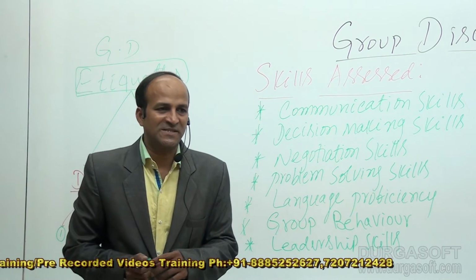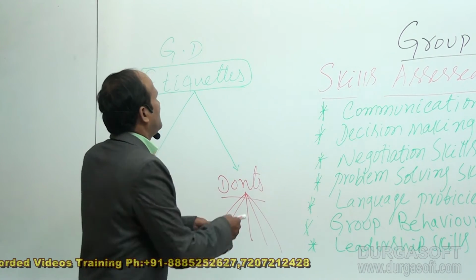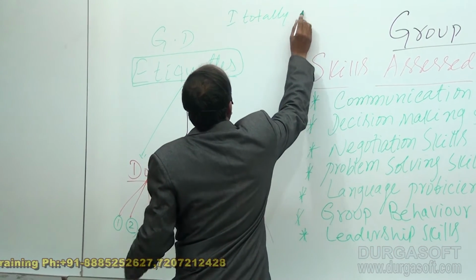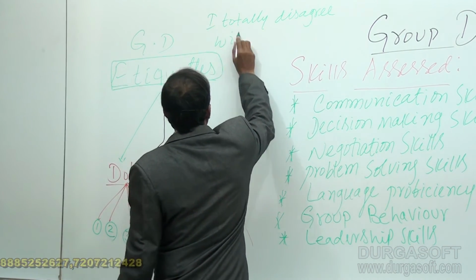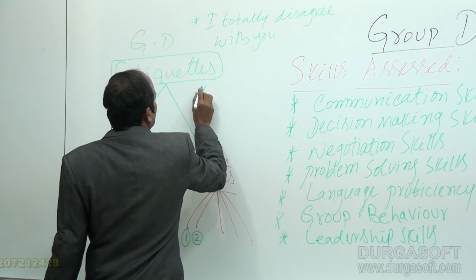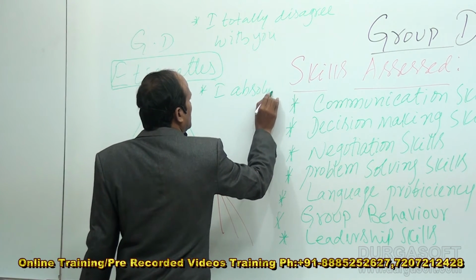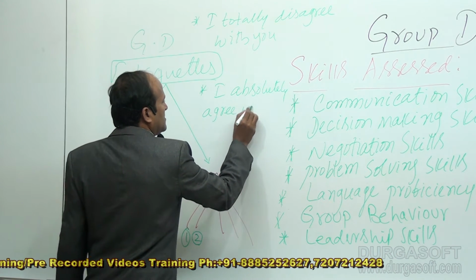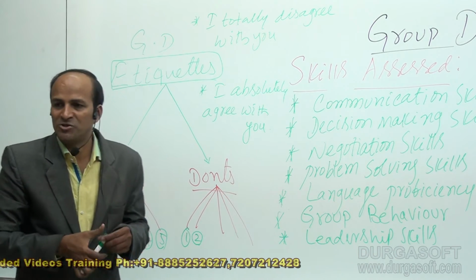Don't use excessive phrases like I totally disagree with you. And the second one is I absolutely agree with you. I totally agree with you, or I totally disagree with you.